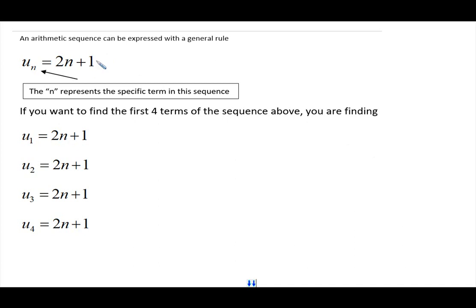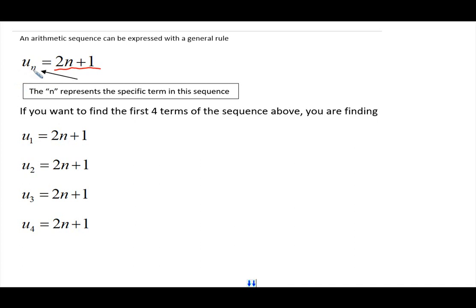Now, a sequence sometimes can be expressed as a general rule. So for example, right here, instead of giving you a list of numbers, they're saying there's a sequence, and you can express it with this general rule. Now, this notation here, u sub n, this letter u, sometimes different books might use different letters. Sometimes this could be a T, sometimes an A, sometimes a U. So just keep in mind this letter can be different depending on what book you're using. The letter doesn't really matter.